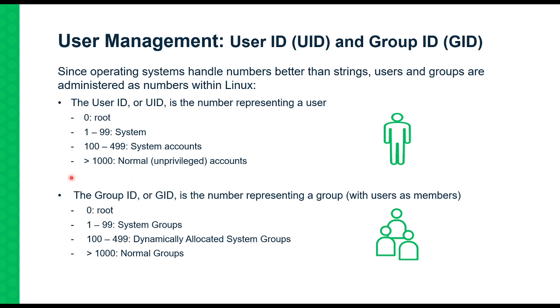When we look at our group IDs, or in short the GID, this is also the number representing a group, and it works with users as members. The 0 will represent the root group. Then system groups are from 1 to 99, and then the group IDs for dynamically allocated system groups will be from 100 till 499. Then the groups we will be creating will run from 1000 onwards as normal groups.